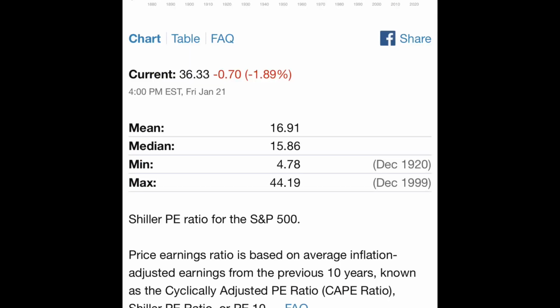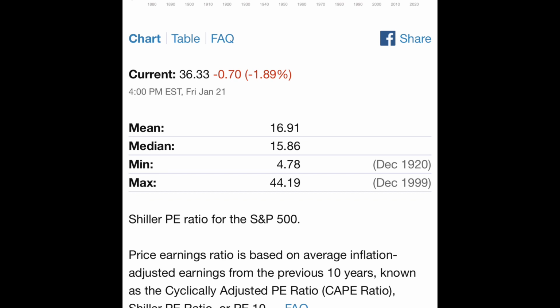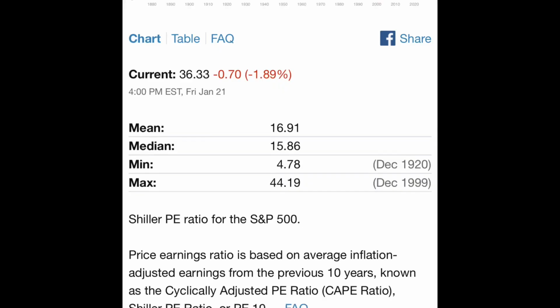Shiller PE or PE10 ratio. A value measure usually applied to the S&P 500. Basically, it's the price divided by the average of 10 years of earnings adjusted for inflation. This is a valuation measure that uses real earnings per share, EPS, over a 10-year period to smooth out fluctuations in corporate profits that occur over different periods of a business cycle. Now remember, the PE ratio is a valuation metric that measures a stock price relative to the company's earnings per share.